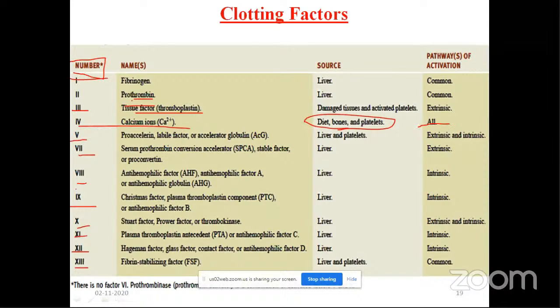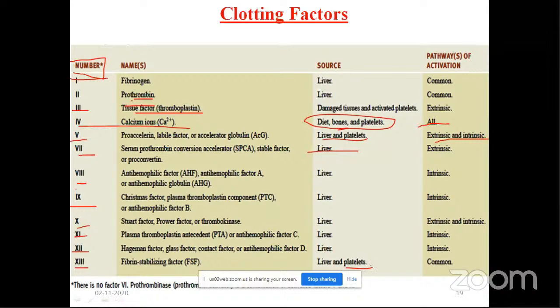Now, factor number 5 is produced by the liver and platelets. It is because factor number 5 is the labile factor. It will combine with activated factor 10A and then form the prothrombin activator. So it is important in both the extrinsic as well as intrinsic pathways. And the rest of the factors are synthesized by the liver, and also fibrin stabilizing factor is synthesized by platelets.